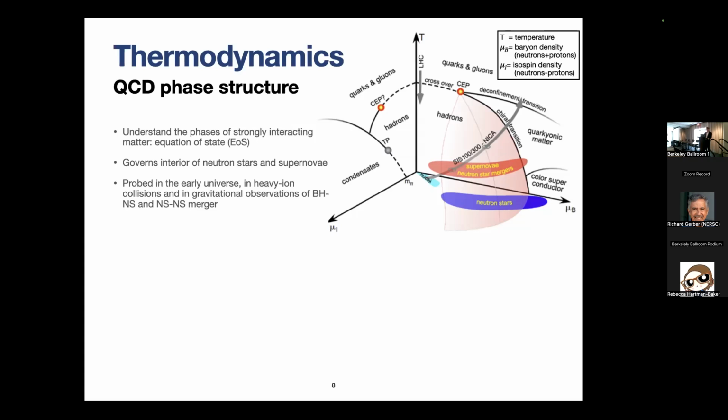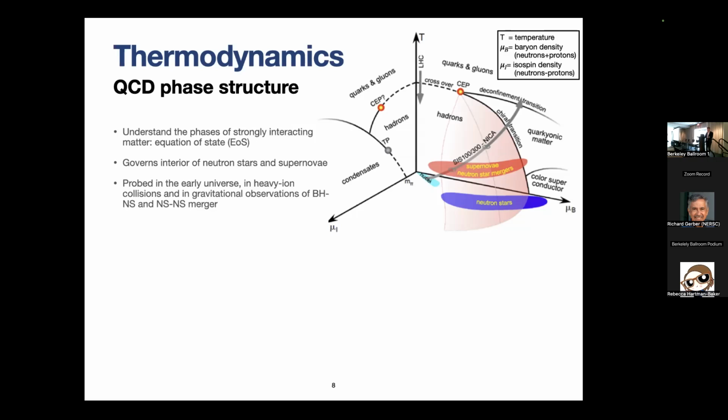So we can think about the early universe as it's expanding. We can think about neutron stars and neutron star mergers. So these are places where QCD is really a critical piece of the physics that's going on. And so this phase diagram at the right shows what happens as you change the temperature in the vertical axis and the densities in the horizontal axis.